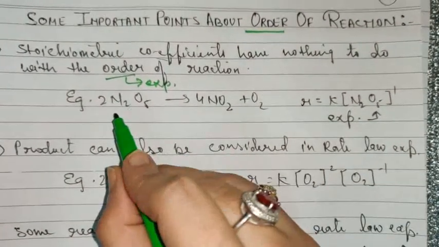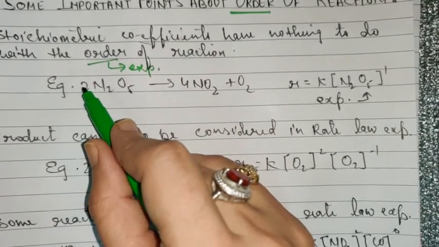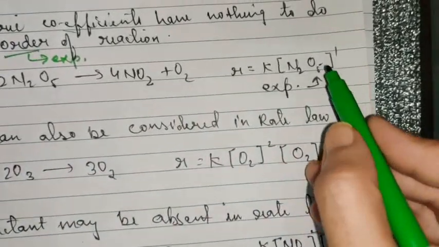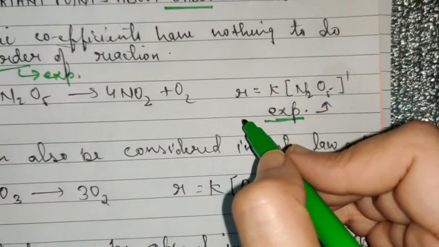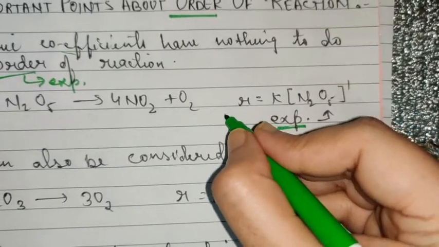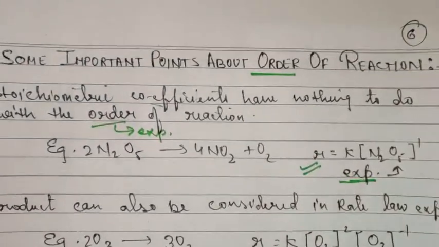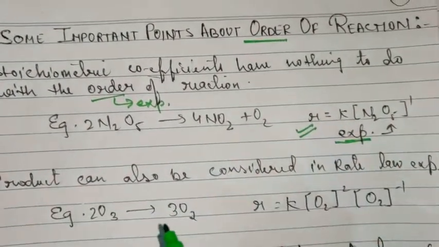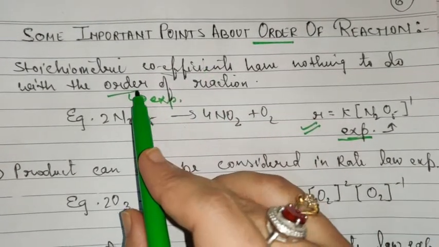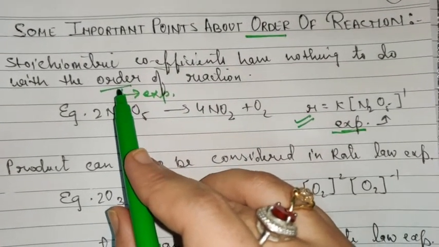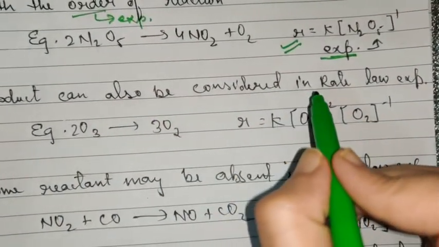So here you can see that with respect to the reactant, the balancing mole is 2, the stoichiometric coefficient is 2, but here the power is 1. This data is obtained experimentally, and obviously experiments never tell lies. We have to go according to experimental data only. So this is an authentic example, and it justifies that the stoichiometric coefficient is not the same as the order of the reaction. And coming to the next point, product can also be considered in the rate law expression.